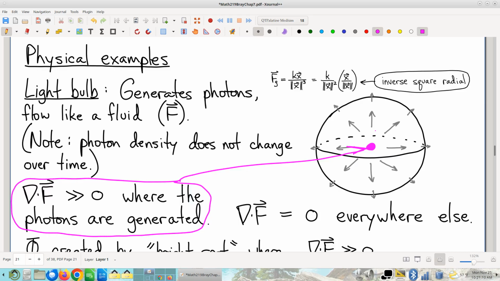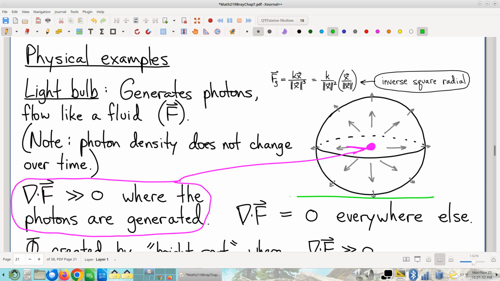Case in point, of course there's a tremendous amount of flux through the boundary. Is that where the light's coming from? No, obviously not. It's coming from the little LED at the middle of the light bulb. That's where it's coming from. Divergence is pointing to where the boundary flux that we measure is actually coming from.